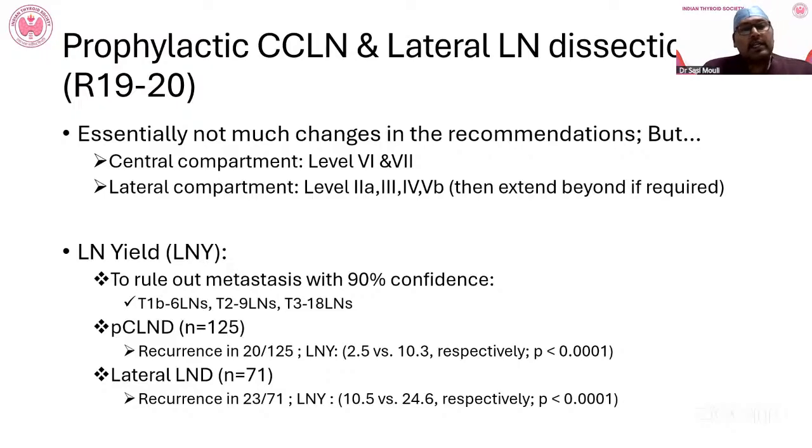Now, in prophylactic central compartment lymph node dissection, one of the studies found that recurrence happened in 20 out of 125 patients, where the recurrence was more in those with less lymph node yield, that is 2.5 versus 10.3. Similarly, in the lateral neck dissection also, the lymph node yield was less.